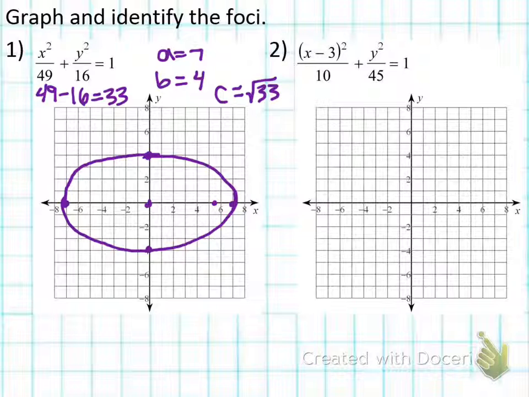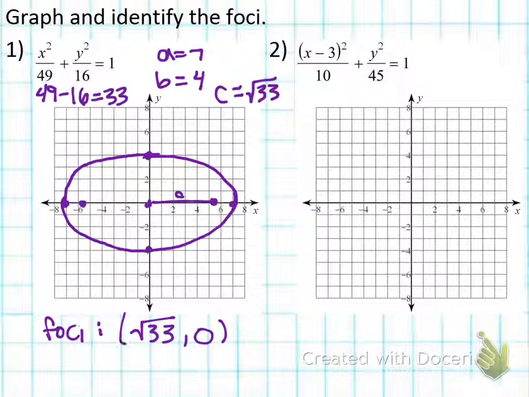So I go root 33. That's between 5 and 6, right? It's pretty close to 6, right? So I put about like 5.5. It's probably really a little closer than that. So I went root 33 units this way, and now I'm going to go root 33 units this way. Okay, so that was the distance of c. This is my other point. And then I would write out these ordered pairs. So I would say my foci are located at root 33, comma 0, and negative root 33, comma 0.